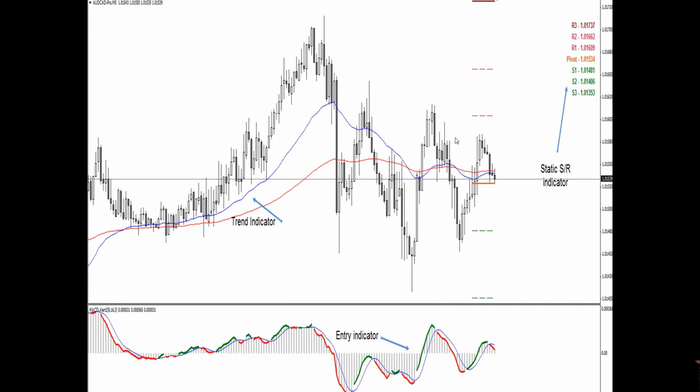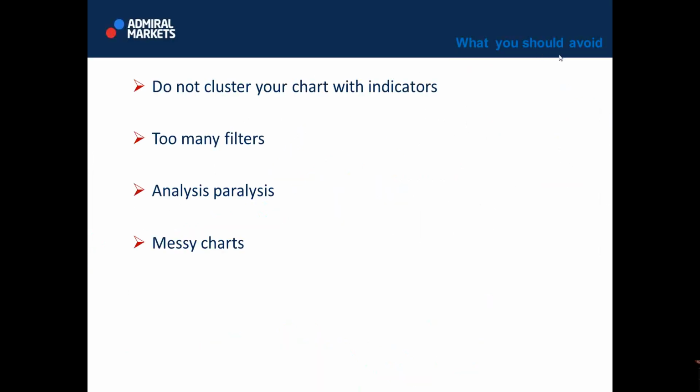Only a couple of indicators. Now, what you should avoid when creating a system: do not cluster your chart with indicators, guys. It will give you too many filters. You will miss out on trades and those filters will collide. You will experience analysis paralysis. You will be confused. You will not know what to trade or what the trend is. Why did you make your entry? You would just follow the system randomly like a robot, and it will give you messy charts.